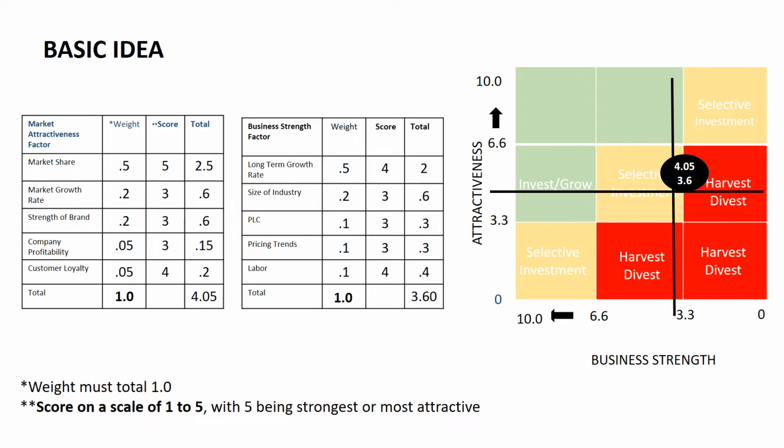So the final score for this business in terms of attractiveness is 4.05, and for business strength it is 3.6. These numbers are then plotted on the McKinsey grid. In this case, it appears that the business falls within the yellow or selective investment area.